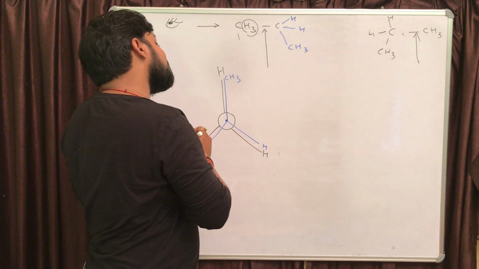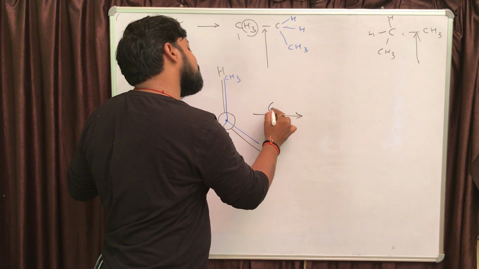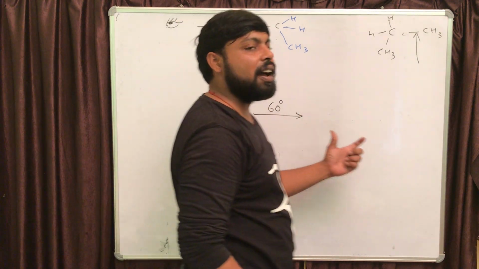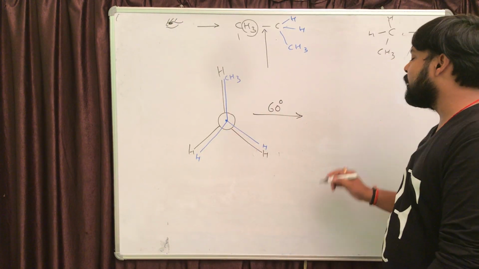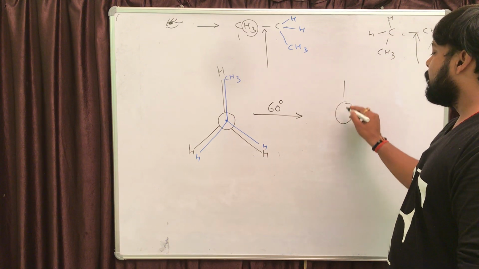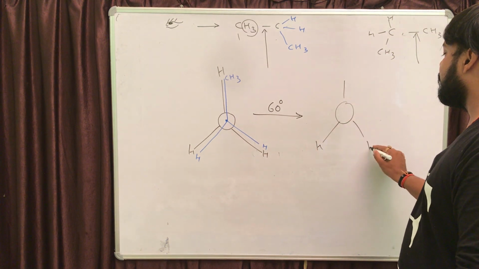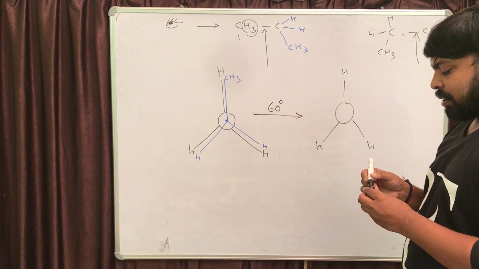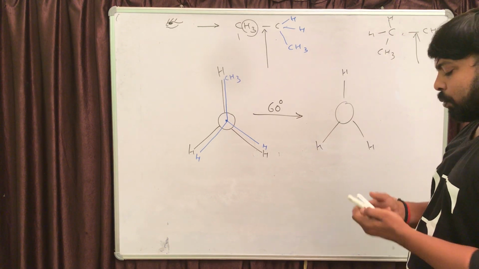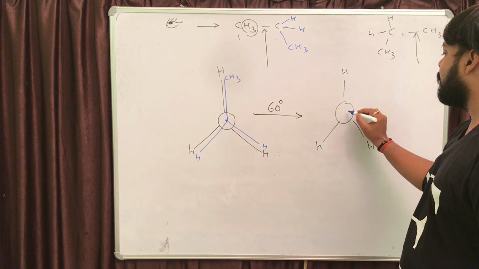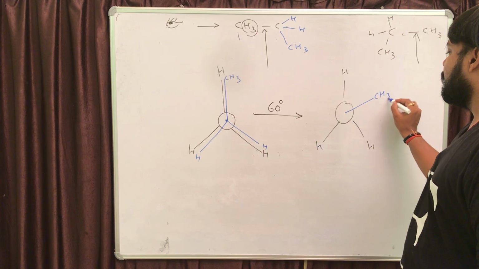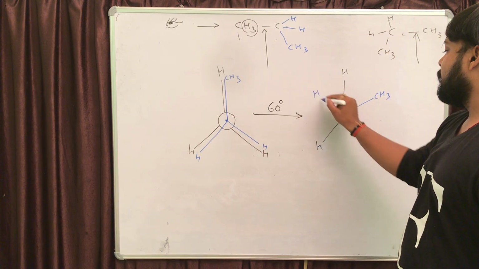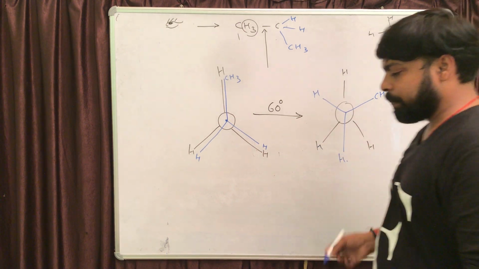If you are rotating the second carbon atom by 60 degree, you are going to get a staggered form. Again you are going to get a staggered form. This is hydrogen, hydrogen, hydrogen, and next CH3 will appear between 2 hydrogen carbon hydrogen bond of front side carbon, and this will be the structure. This is a staggered form.